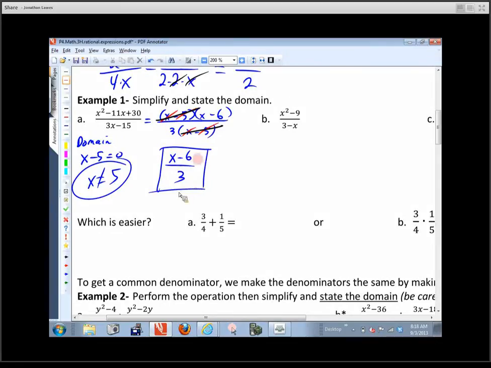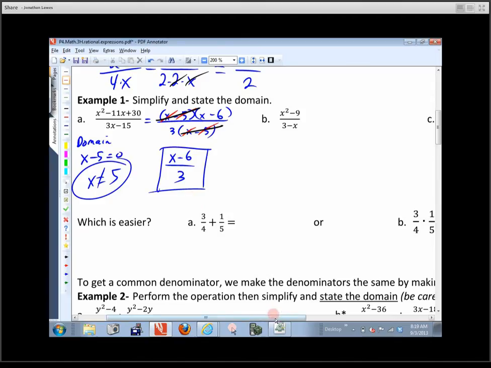It looks like you ought to be able to, but remember, where did this come from? It came from this original problem right here. And watch what happens if I plug in a 5. I get 3 times 5 is 15, minus 15 is 0. Can I divide by 0? Can I have 0 in the denominator? No. Okay, so does everybody see why we throw out the 5 and how this is the simplified expression?